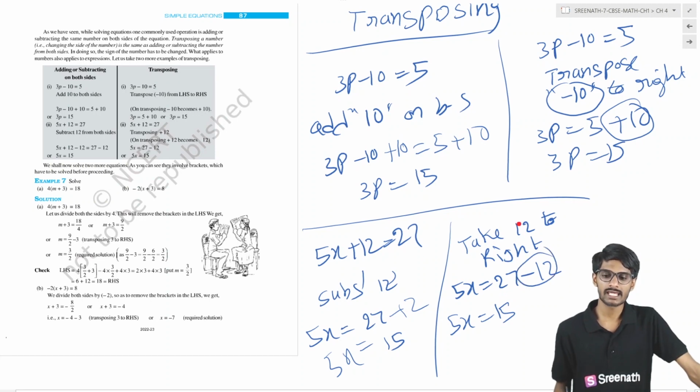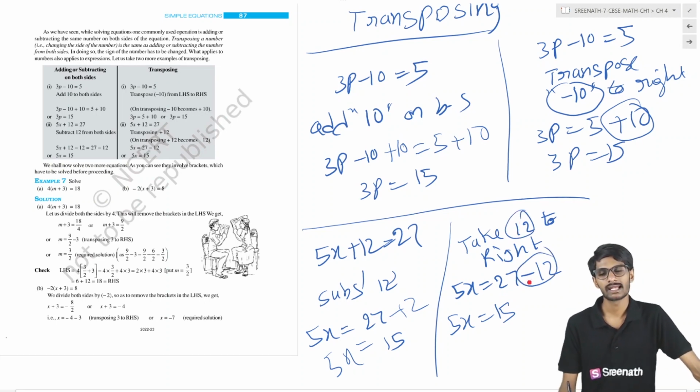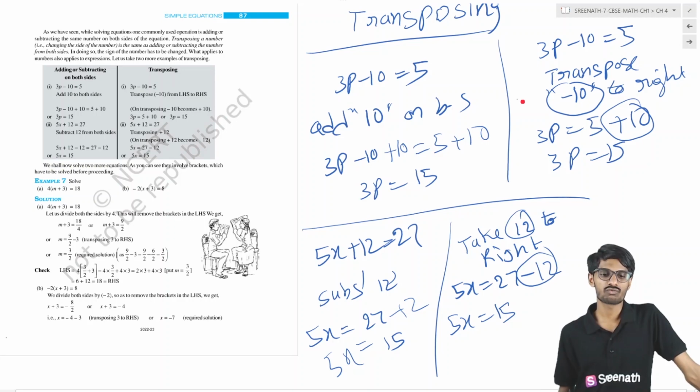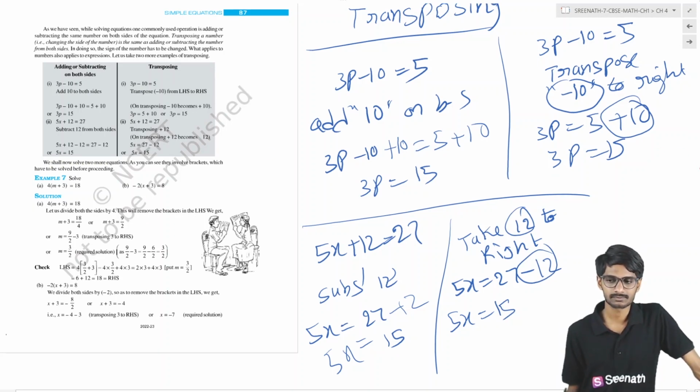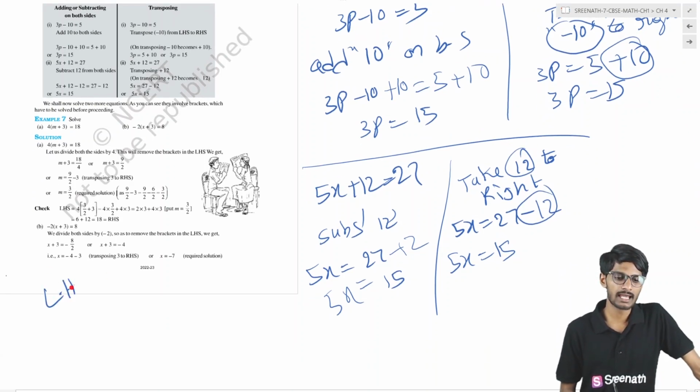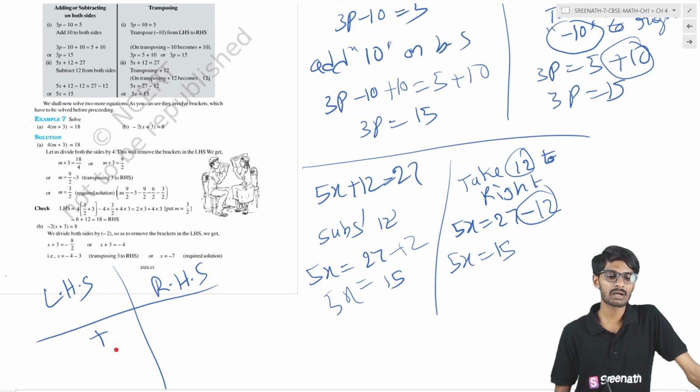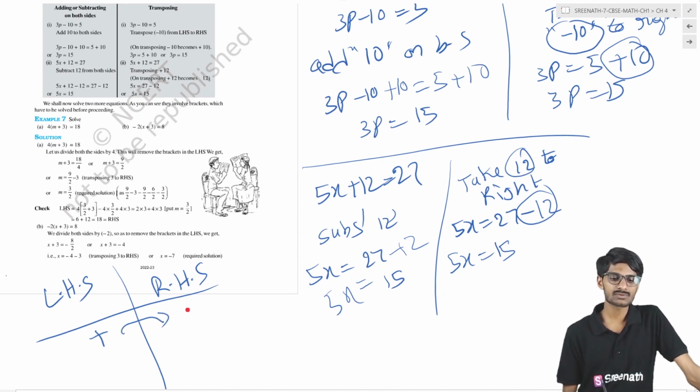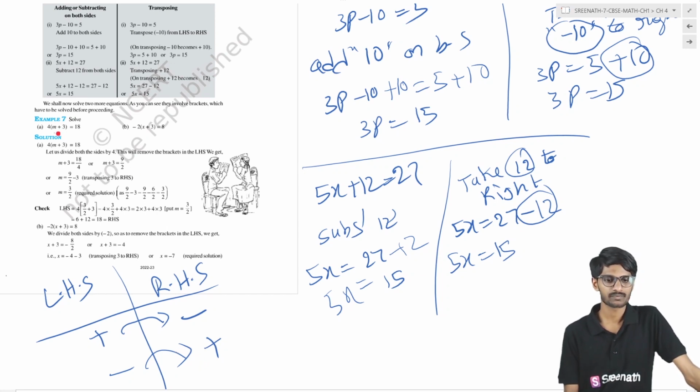So here we have taken plus 12 to the right side and it becomes minus. What you have to remember is, if there is a plus number on the LHS, then by transposing it to the RHS it becomes minus. If there is minus on the LHS, by transposing to the right side it becomes plus. Okay students, this is what you have to remember. By using it you can easily solve those.